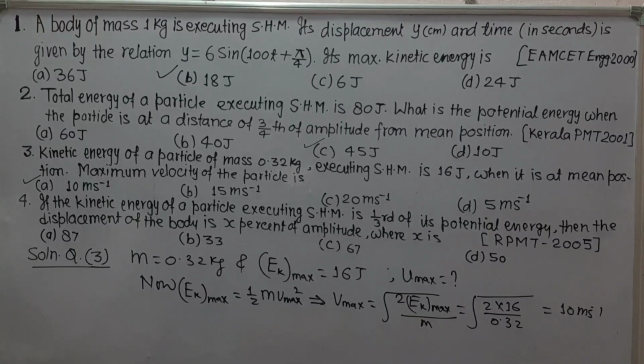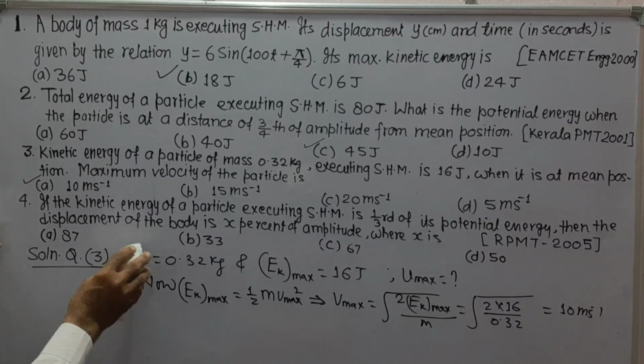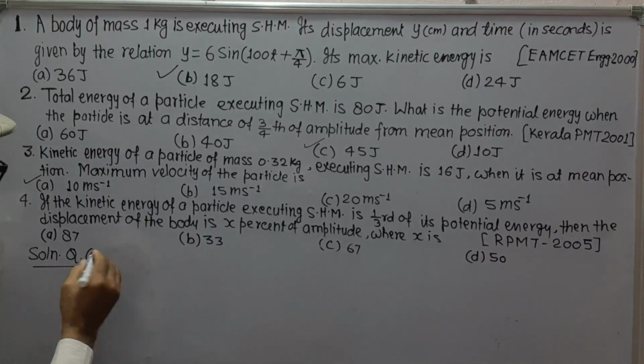Next question number 4. The question is, if the kinetic energy of a particle executing simple harmonic motion is 1/3 of its potential energy, then the displacement of the body is x % of amplitude, where x is. Now solution to question 4.